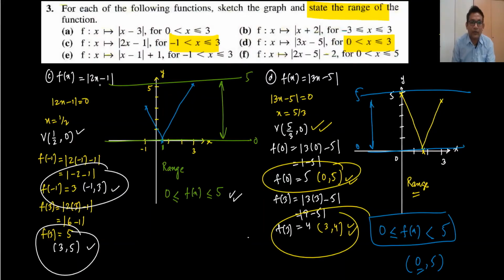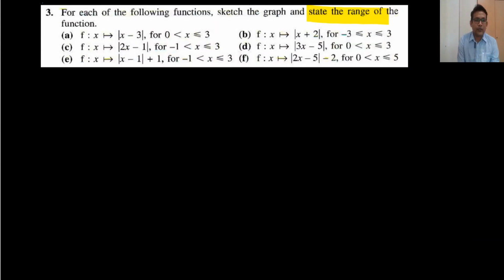So we have done question number C and D. Now question number 3, part E: f of x is the modulus of x minus 1, plus 1. Now we have something outside the modulus sign, and the domain.